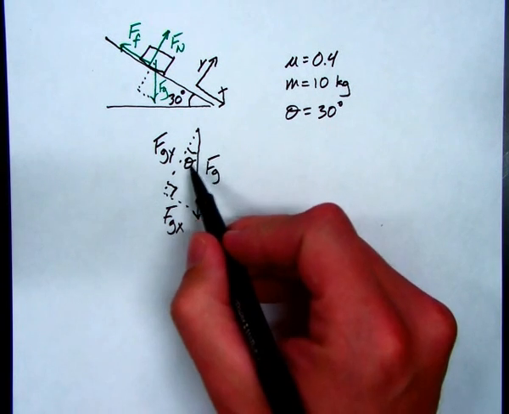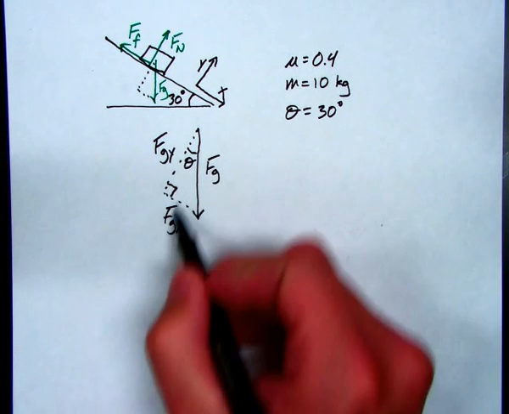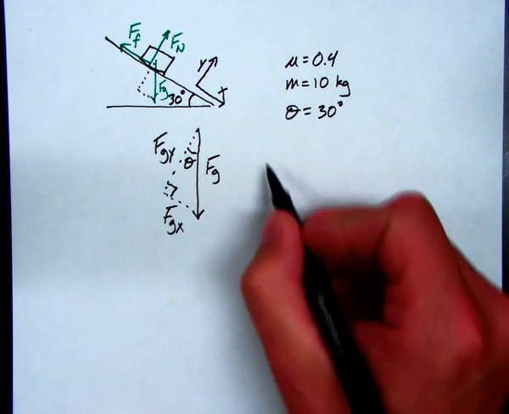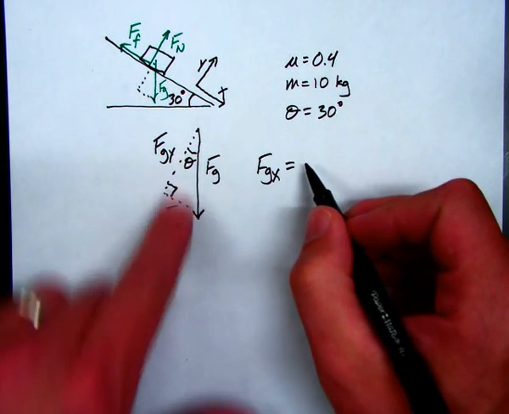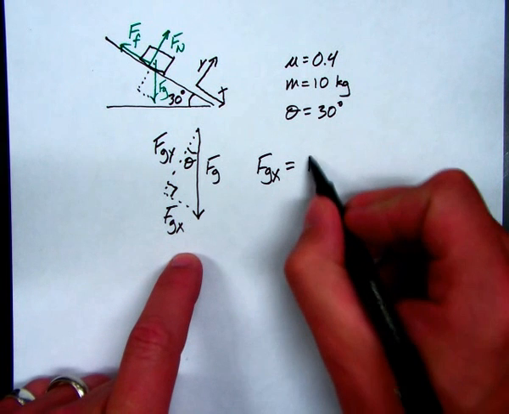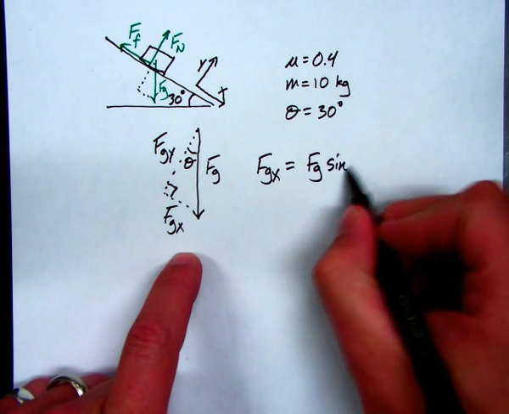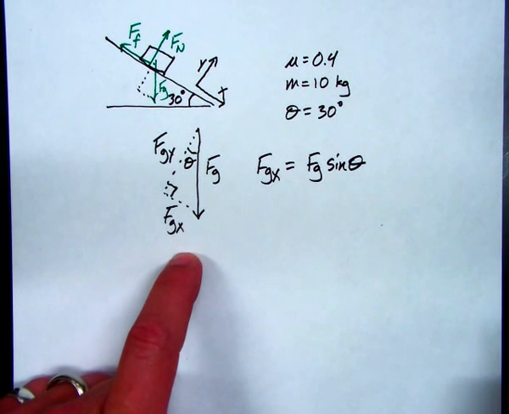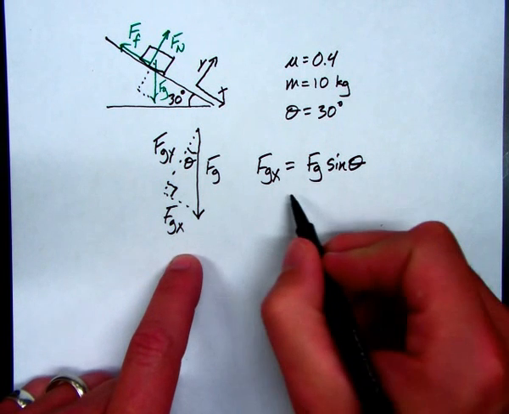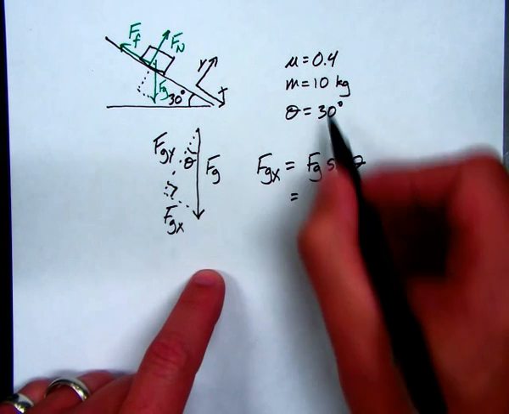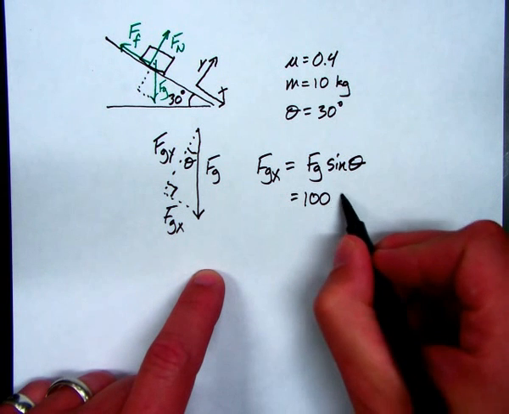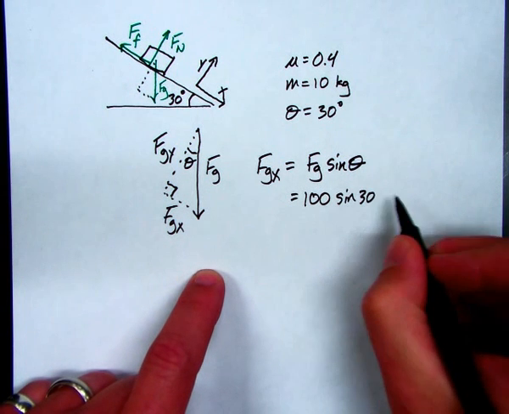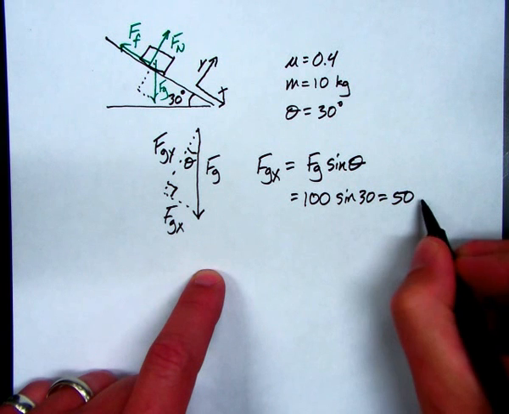So if that's 30 degrees, then this is the opposite side. So FGX, opposite of the angle, will be FG times the sine. Remember, the sine is the one dealing with opposite sides. And what is that? If Bernie is 10 kilograms, we have 100 times the sine of 30. This is 50 newtons in the x direction.